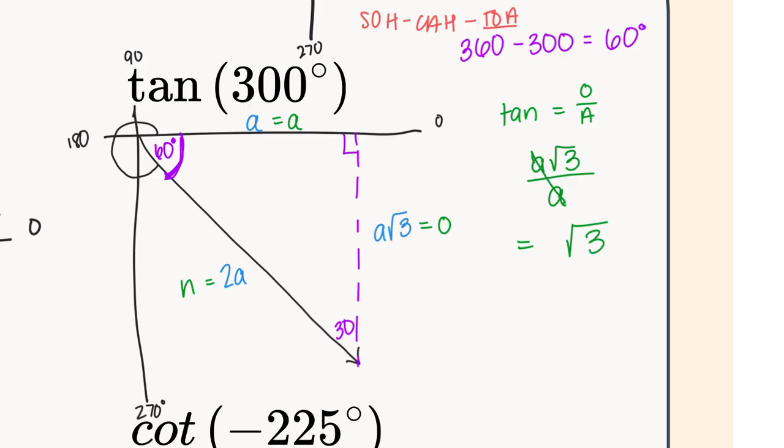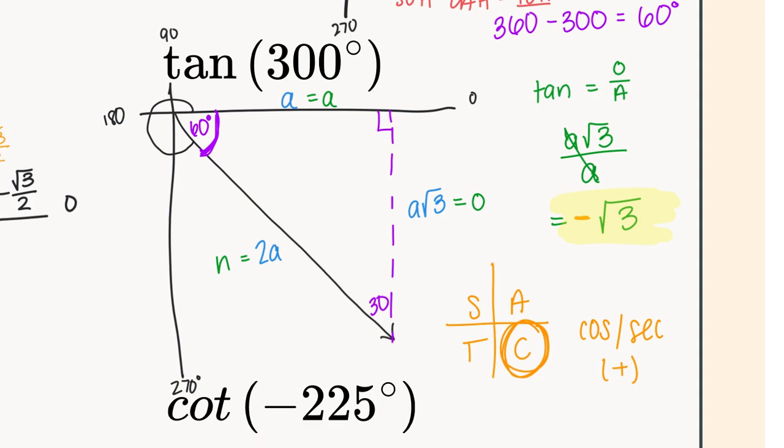I need to determine, is it positive or negative? So if I were to draw my quadrants, all students take calculus, and in quadrant 3, the only ones that are positive are cosine and secant. Tan is not cosine or secant, so in that case, my answer is going to be negative. So for tan 300 degrees, my answer is negative square root of 3.